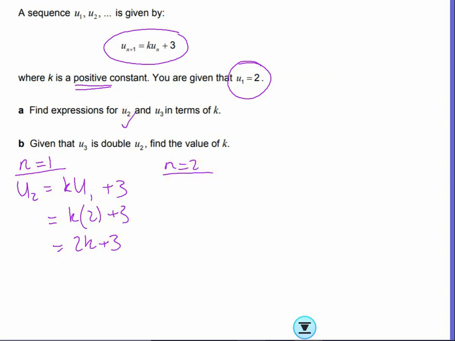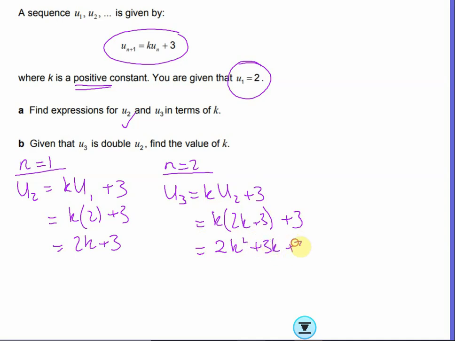When n is 2, we get the third term, k lots of the second term plus 3. That's k lots of 2k plus 3, and then we're going to have another 3 on the end, which gives me 2k squared plus 3k plus 3. Nice quadratic. Alright, that was pretty easy. Now, given that the third term is twice the second term, this seems pretty straightforward to me.